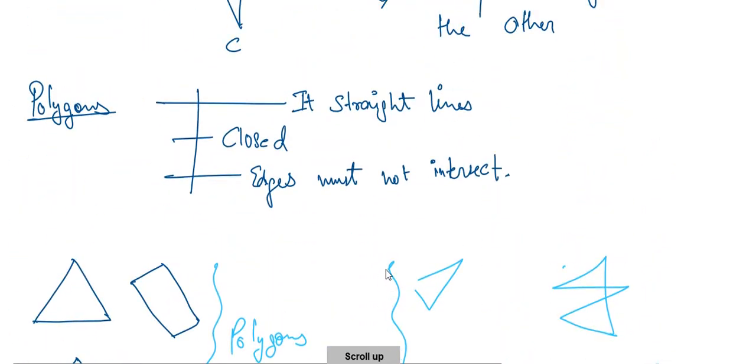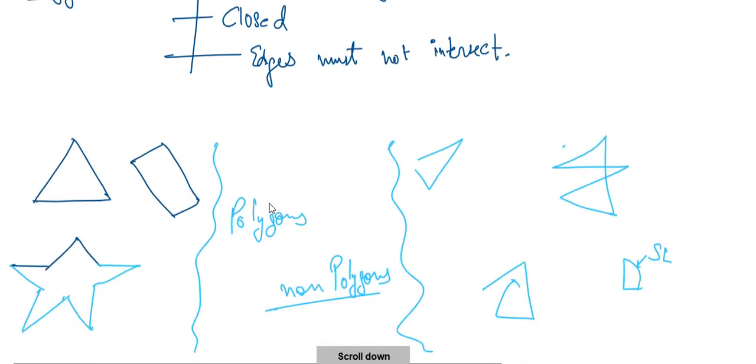Let me just quickly summarize. It must be straight lines, it must form a closed figure, and edges must not intersect. So let us now quickly see a little bit about the standard polygons we have. See, a closed polygon would be formed with at least three edges. I cannot draw a polygon with a single straight line or with two for it to be closed. For making it closed, I must have at least three edges, straight lines.